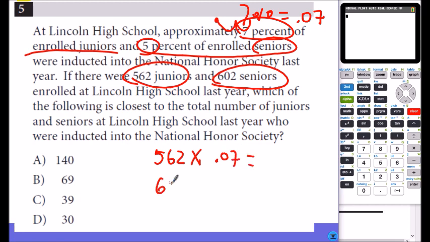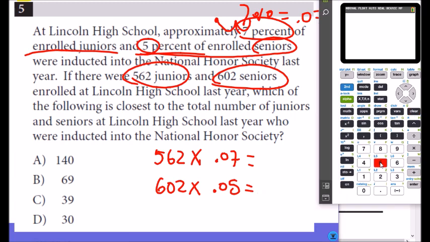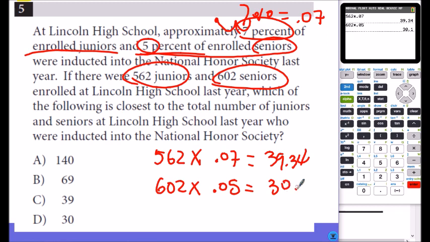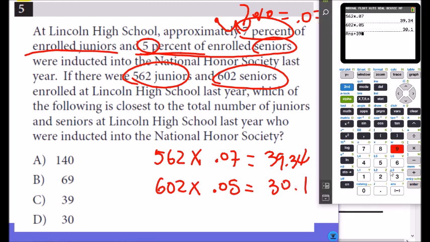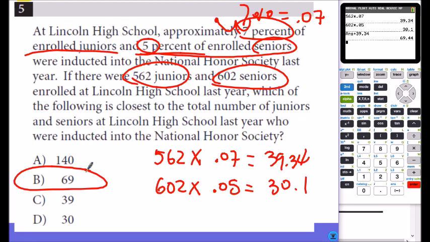And for seniors, we have 602, and it was 5%, so you multiply by 0.05, and then you add them. 562 times 0.07, well, let's do them separately. That's 39.34. 602 times 0.05, you get 30.1. When you add them, you get 69.44. You round it down for a number of people, so 69.